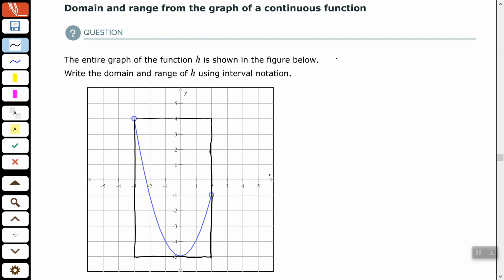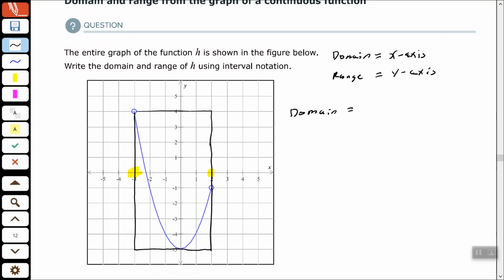Your domain is going to be with respect to the x-axis. Your range will be with respect to the y-axis. So if we're looking at our domain in interval notation, we want to see how far this graph goes from left to right with respect to the x-axis. Drawing this box helps me to see that on my x-axis this goes from -3 to +2. That's how wide that graph is. And since I had open circles, I have to use parentheses and go from -3 to +2. And that would be my domain in interval notation.